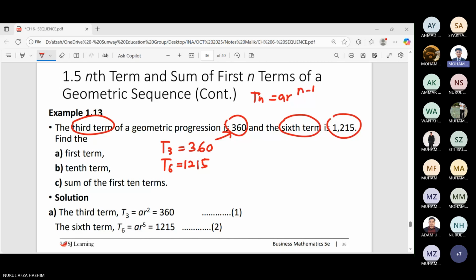We have 2 unknowns, madam. Yes, A and R. Find both. So either eliminate or substitute.